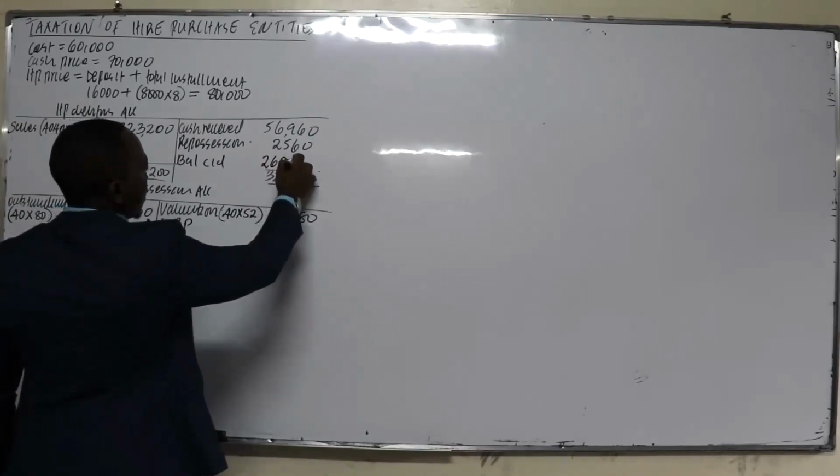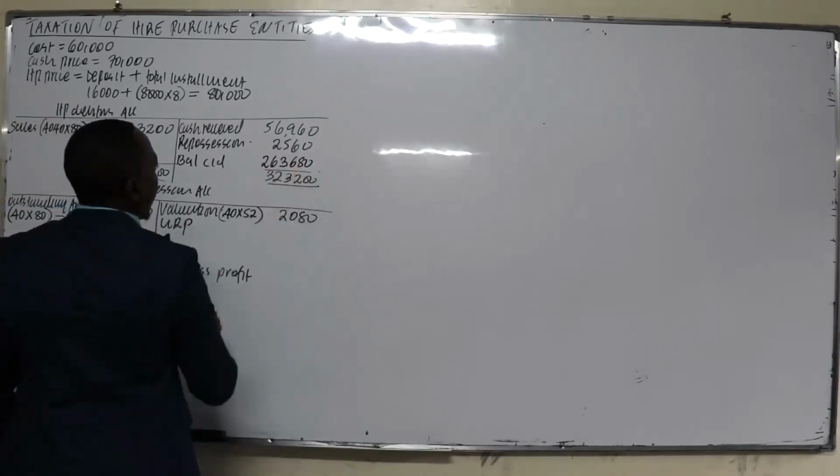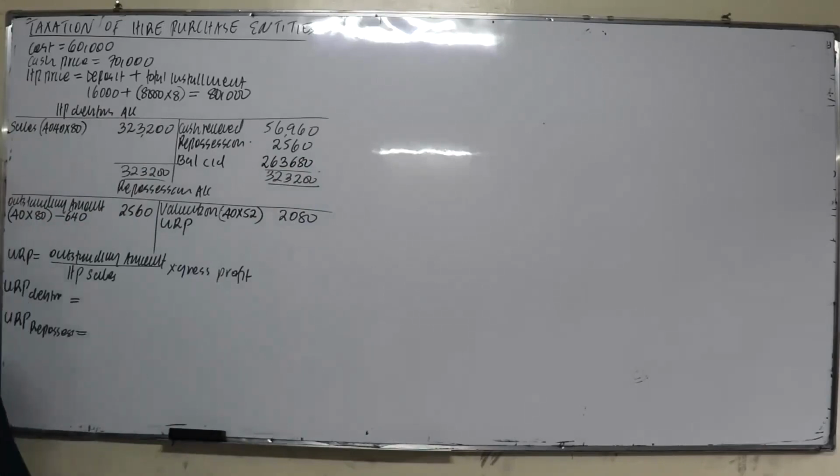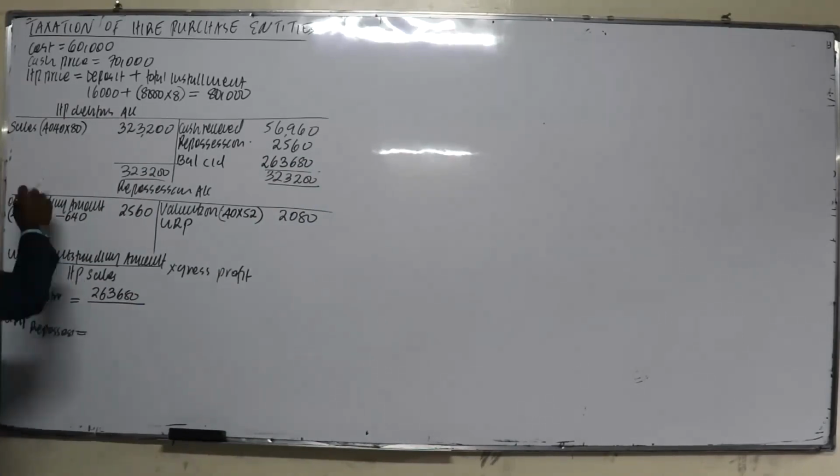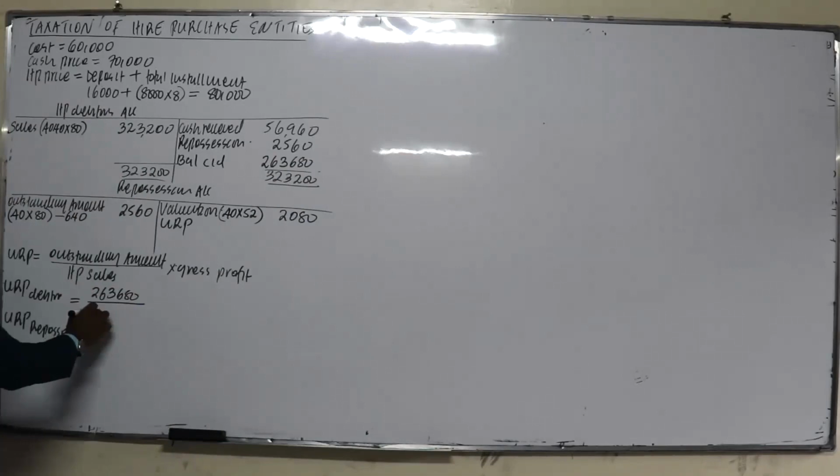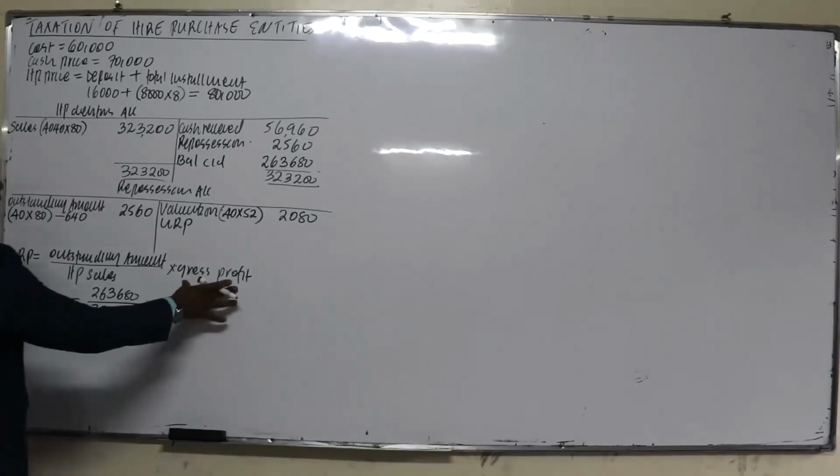263,680. Now let's do that. Unrealized profit on debtors. So you take the outstanding amount, which is 263,680. You divide by the hire purchase sales, and this was the hire purchase sales: 44 units each at 80. You get the proportion. Then you multiply by the gross profit.